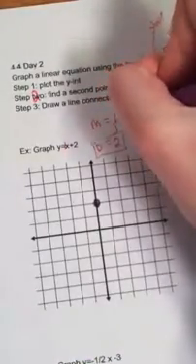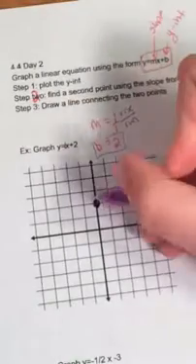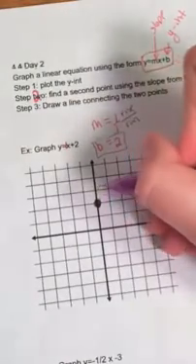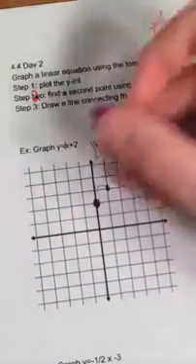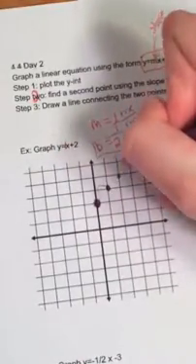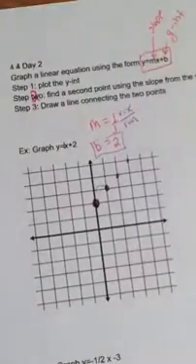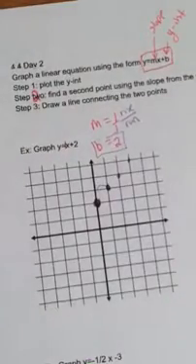Okay. And my slope says I rise 1 and I run 1, right? So I go up 1, over 1. So that's my new point. And I can keep doing that. Up 1, over 1, new point. Up 1, over 1, new point. Okay? But remember, you only need 2 to get a line.